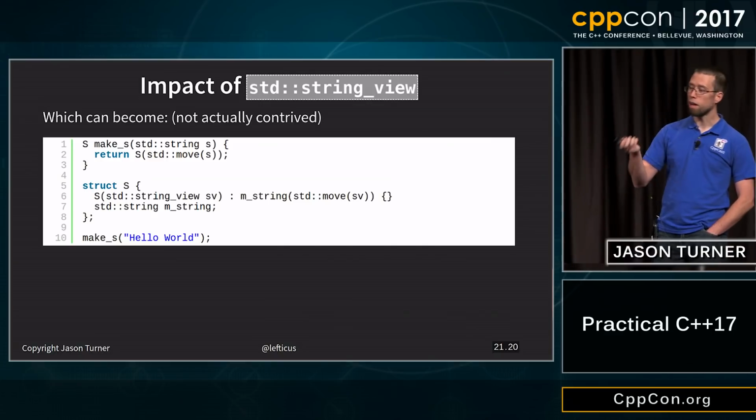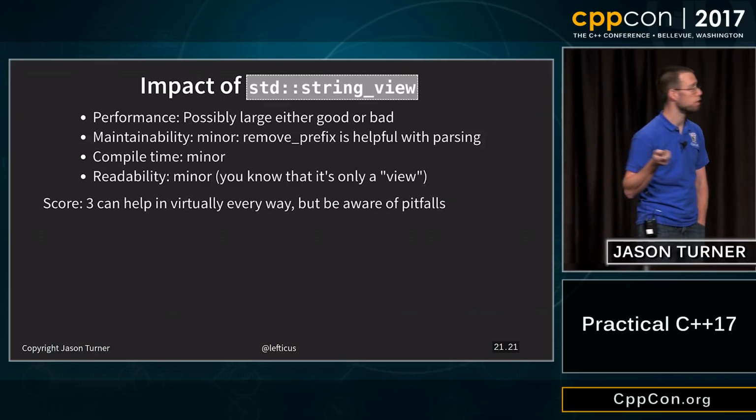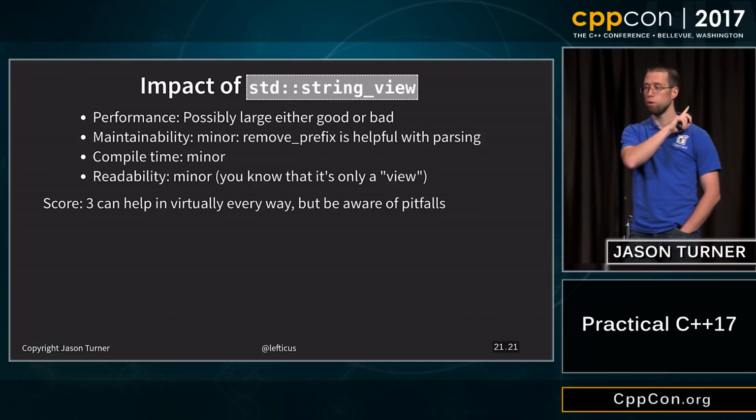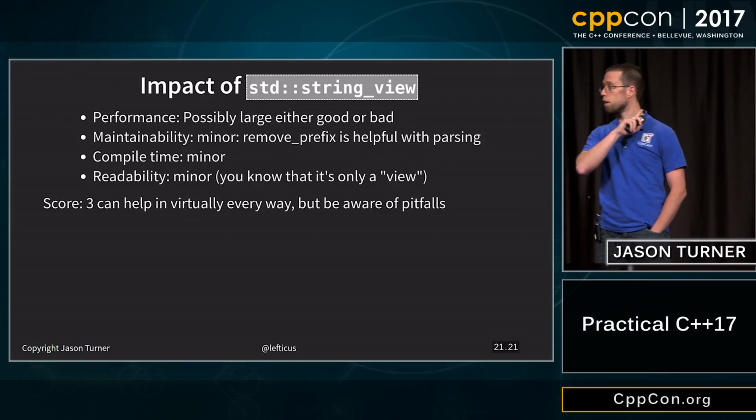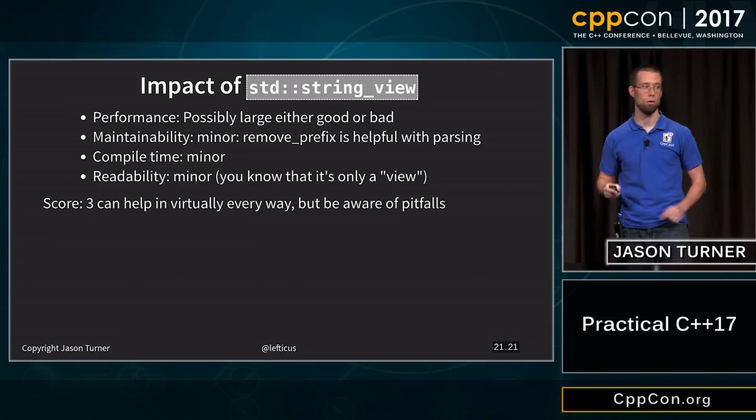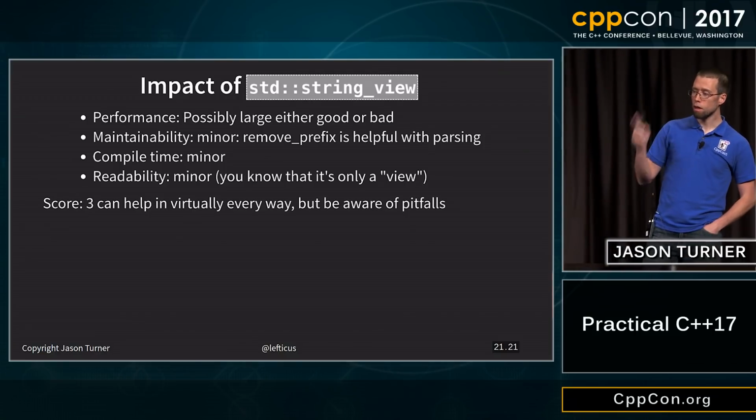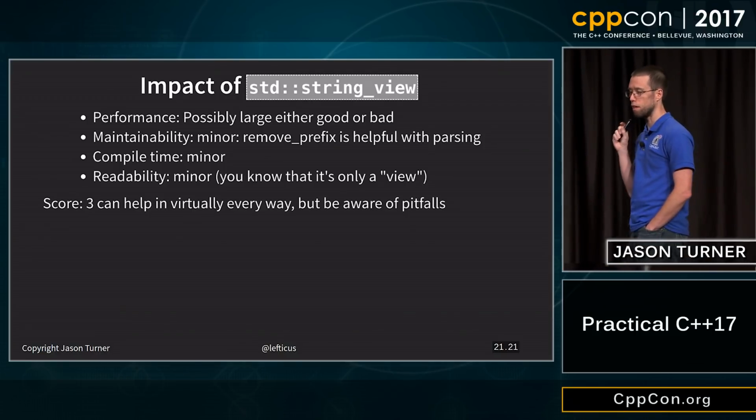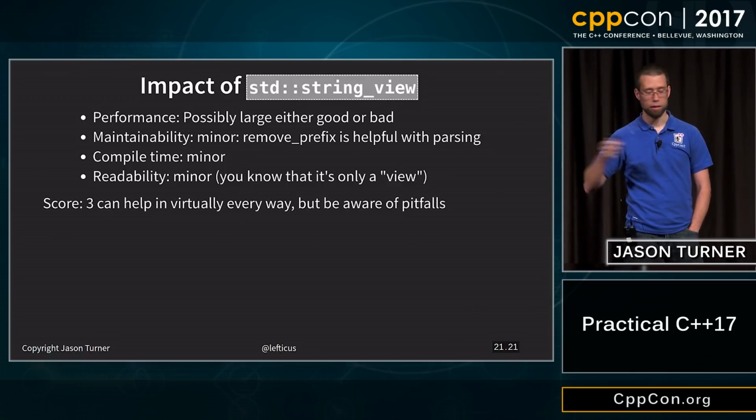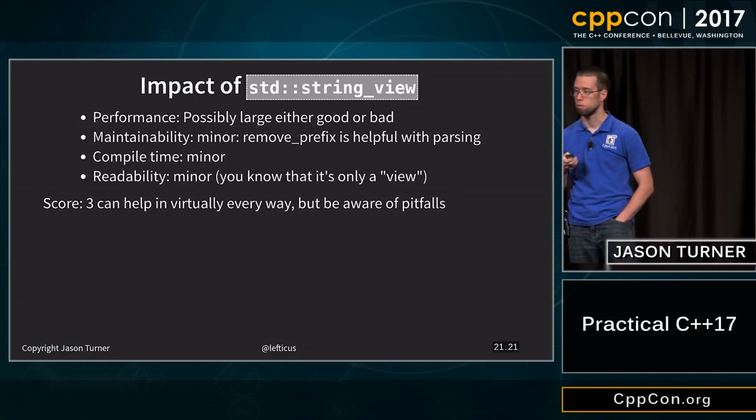So I gave this possibly huge, either good or bad on performance if you're not paying attention. Minor thing I did not mention here, the remove prefix and remove suffix methods on string view are amazing. If you're doing parsing things and you can just kind of narrow in on the thing that you want, that's really great, way cheaper than doing it with strings. I got a minor compile time improvement, and I like the readability aspect of knowing that you're working with a string view, not with a string or something that you expect to be able to mutate.